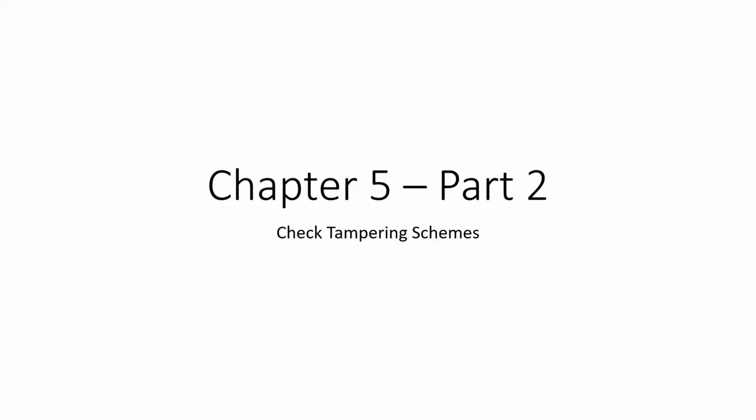Hi, everybody. Welcome to the second video of Chapter 5, where we will talk about check tampering schemes. There are 5 different types of check tampering schemes we're going to talk about in this video: forged maker schemes, forged endorsement schemes, altered payee schemes, concealed check schemes, and authorized maker schemes. Those are the 5 that we're going to talk about.